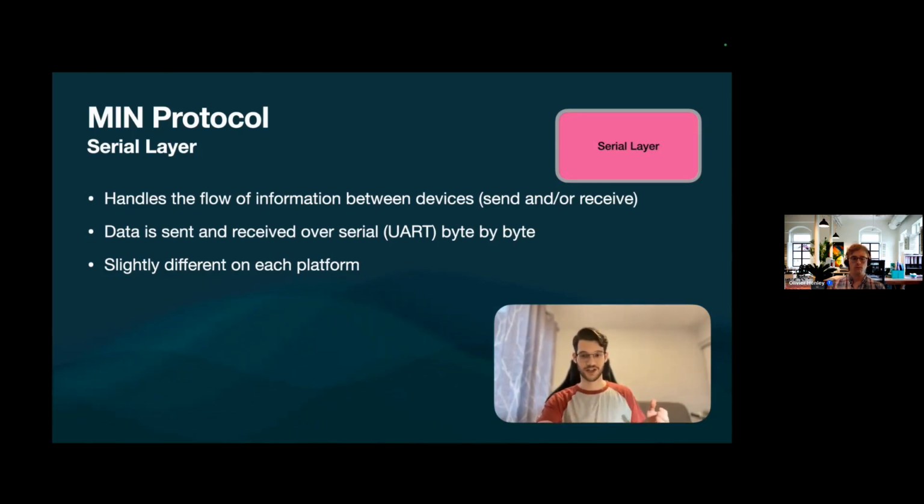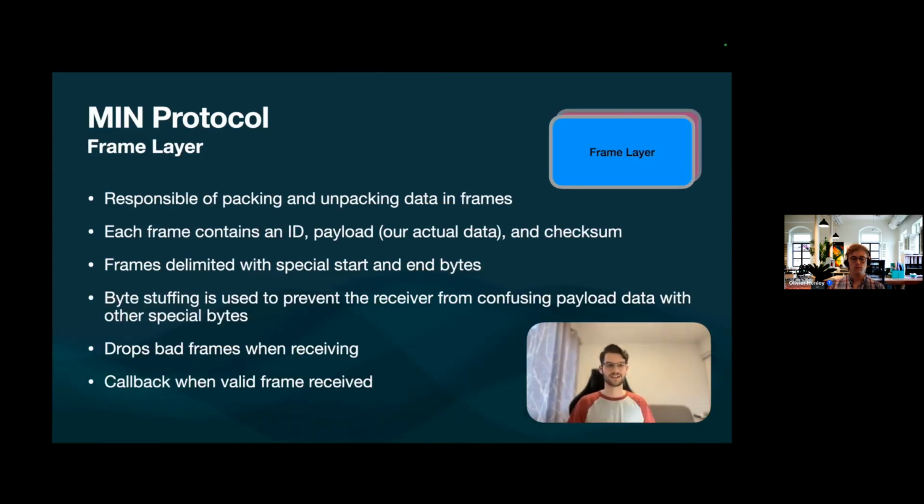The part that does not change, however, is the frame layer. The frame layer is responsible for packing and unpacking data within frames. Each frame contains a bit of information about the data that we're sending. It contains an ID, which is essentially just an arbitrary number that we can use to identify maybe what sensor the data is coming from. This is completely up to you to decide as you implement the protocol. You can have your same application send data over multiple different IDs. It's not random per transaction or per frame that we're sending. It's more based on your needs.